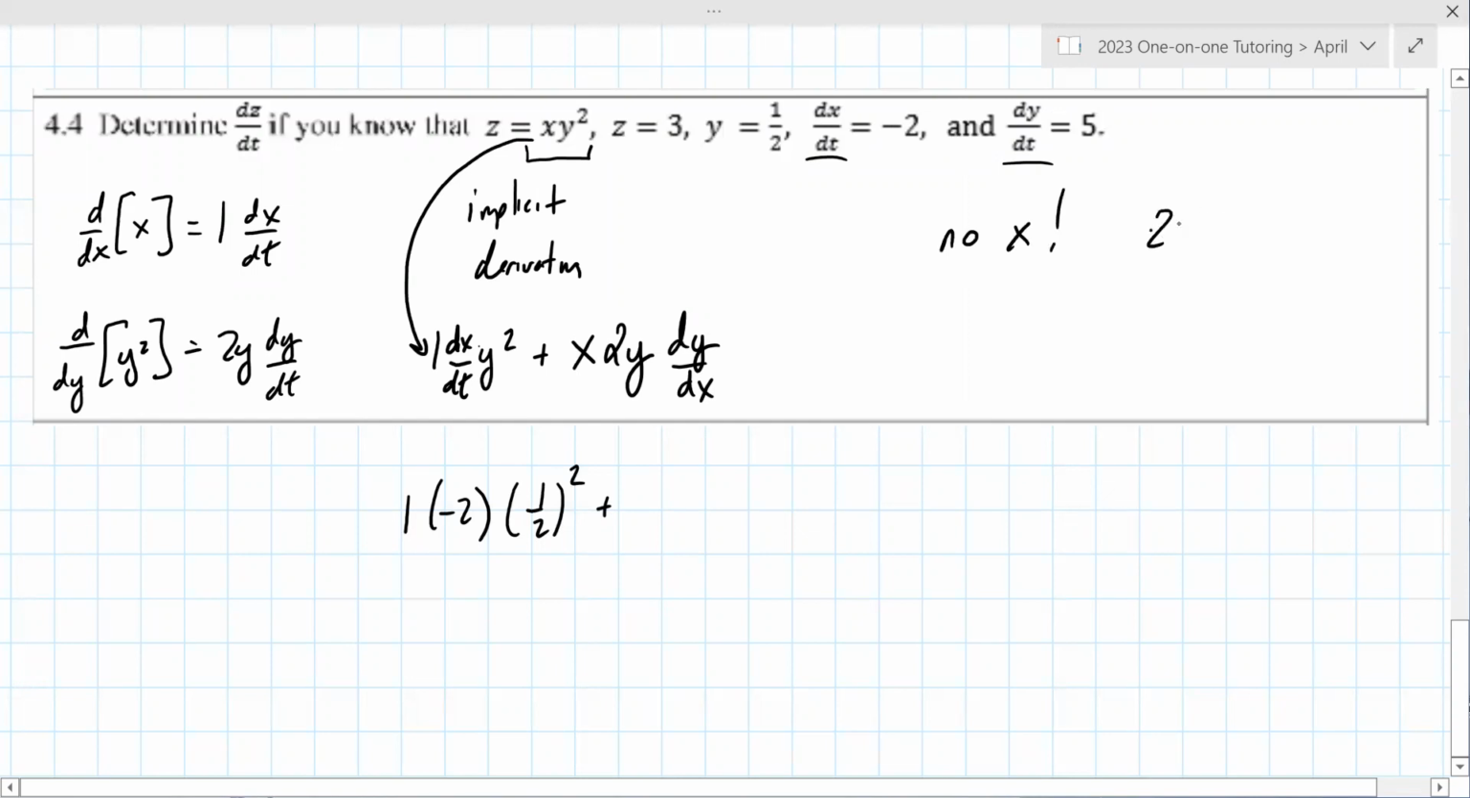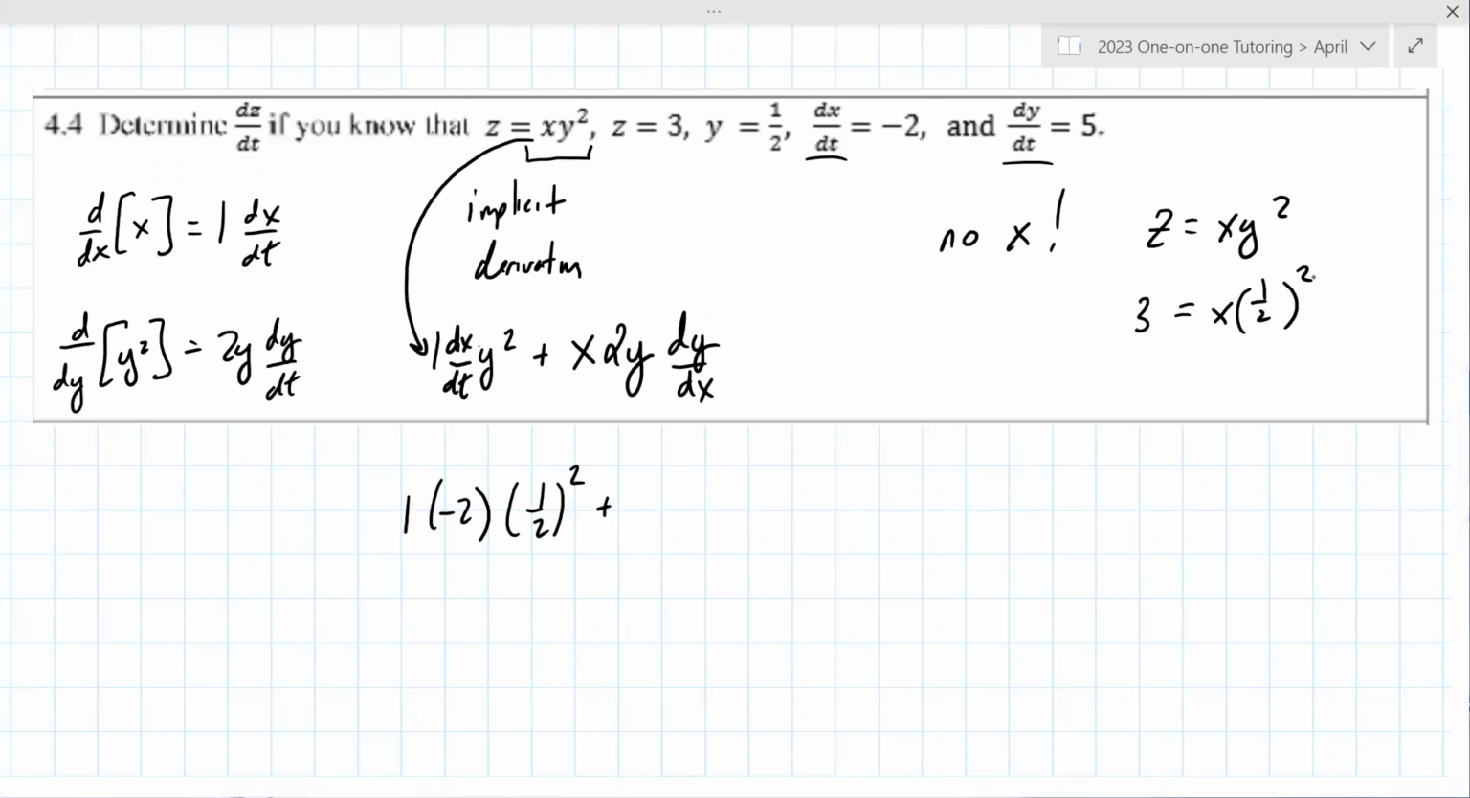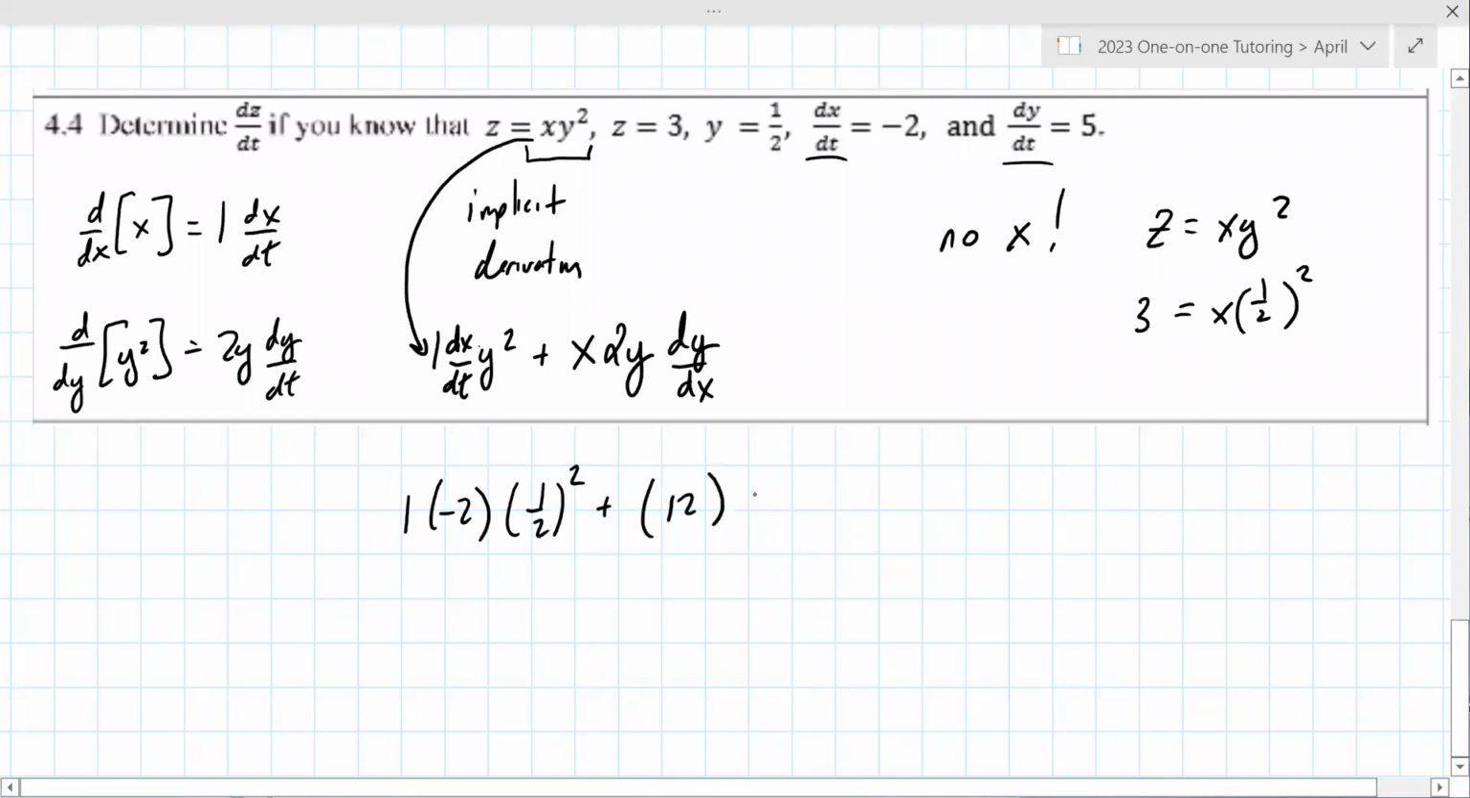But we have z equals xy squared, and we know that z is 3 and y is 1/2. So we can calculate x. What would x be in that situation? 12. 12, good. 2 times y is 1/2, and then dy/dt, or dx/dt, not x, is 5.